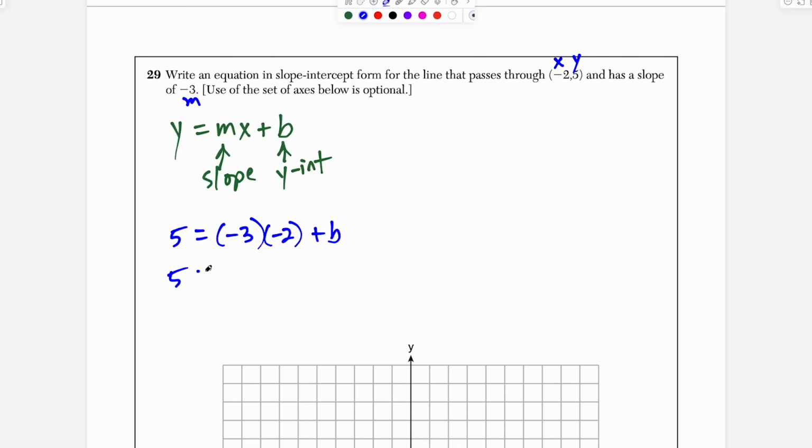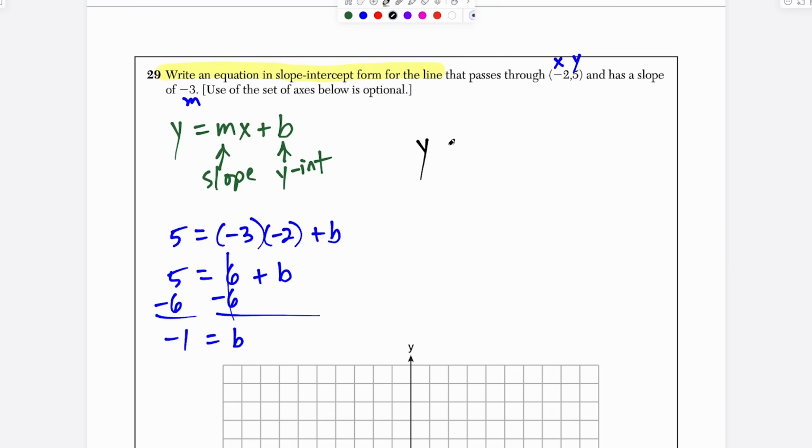So now we have 5 equals -3 times -2 is positive 6, and then plus b. From here, we just subtract 6 on both sides. And this tells us that b equals -1, because 5 minus 6 is -1, and 6 minus 6 cancels on this side. But once we get to this step, we have to make sure we actually answer the question. The question is asking us to write the equation in slope-intercept form for a line. So if we stop here, we're only going to get partial credit. For full credit, we actually have to make the substitution into the formula for m and b.